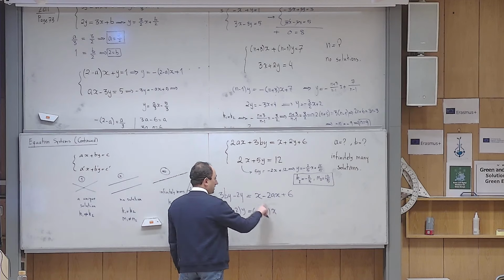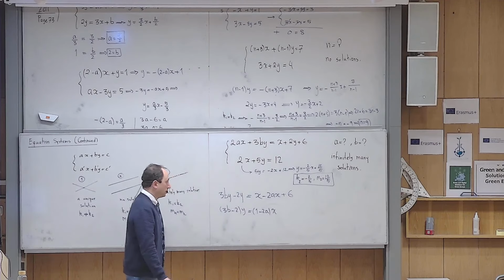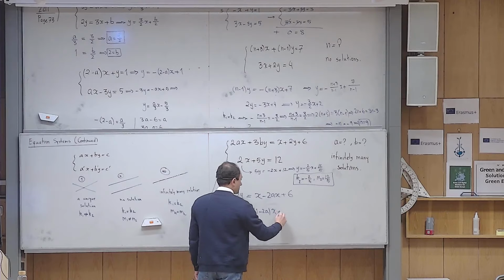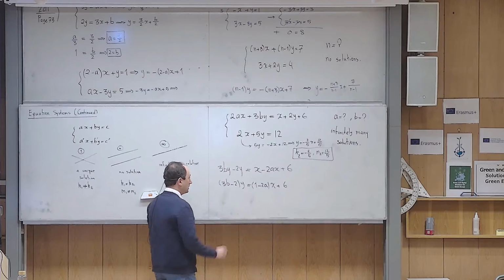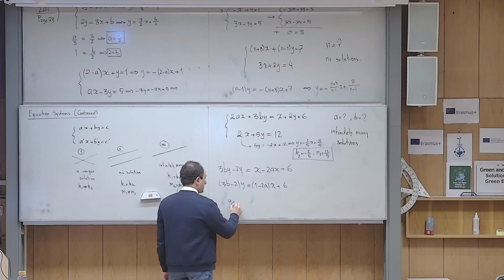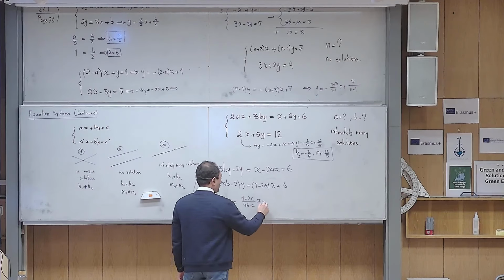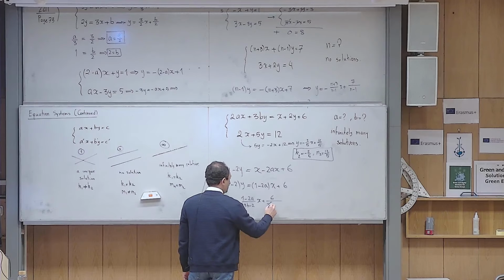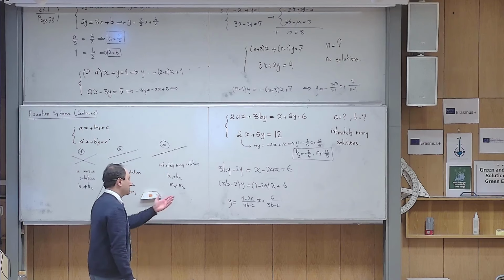So if I pull x out, it becomes 1 minus 2a, and then that one is just 6. And now everything is in order. I want to isolate y, so I divide by this, whatever it is. So there are two terms to divide: 1 minus 2a divided by 3b minus 2, times x, and then I have 6 over 3b minus 2. This is my second line, or to be honest, this is my first line.